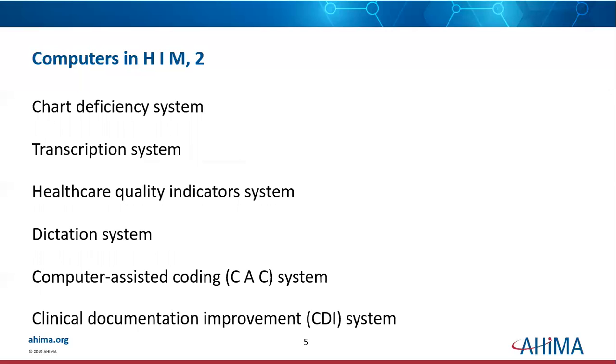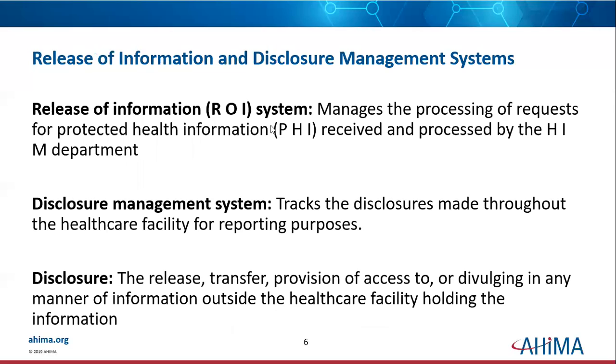Additional computers in HIM include chart deficiency tracking systems and/or software, transcription systems and/or software, healthcare quality indicator systems, dictation systems, including voice recognition systems, computer-assisted coding, which they had on the actual coding slide. They did not have it on the coding screen. I assumed that they would, but they listed it here. And then CDI systems, or clinical documentation improvement systems.